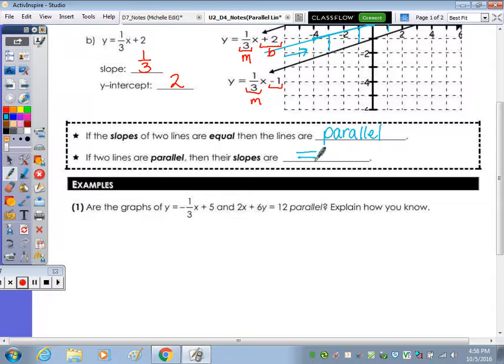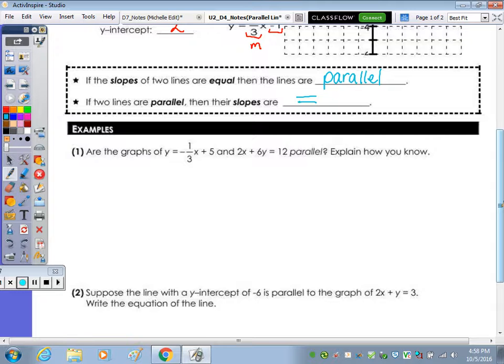Looking at question number 1, it says, are the graphs of y equals -1/3 x plus 5 and 2x plus 6y equals 12 parallel? Explain how you know. This first equation is really easy to interpret, because we can clearly see that we have a slope of -1/3 and a y-intercept of 5. In order to determine if it's parallel, I need to look at their slope. So I'm going to take this equation and solve for y so I can look at it in terms of y equals mx plus b.